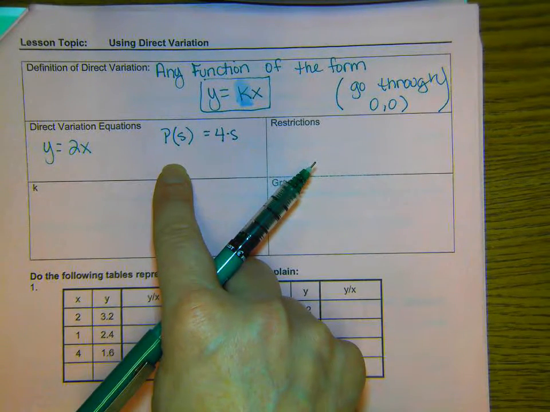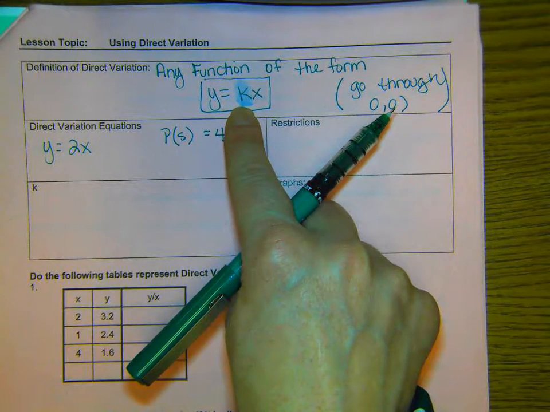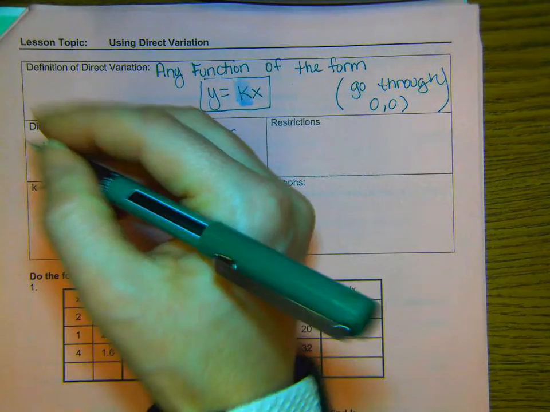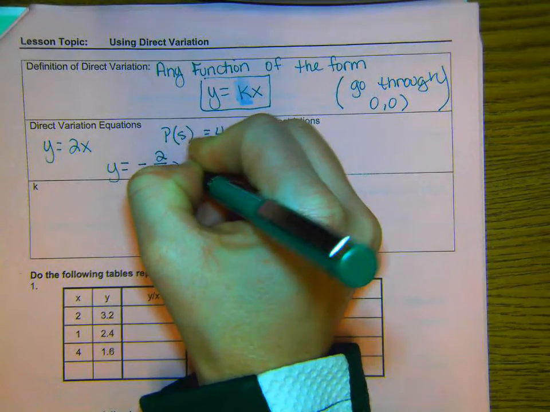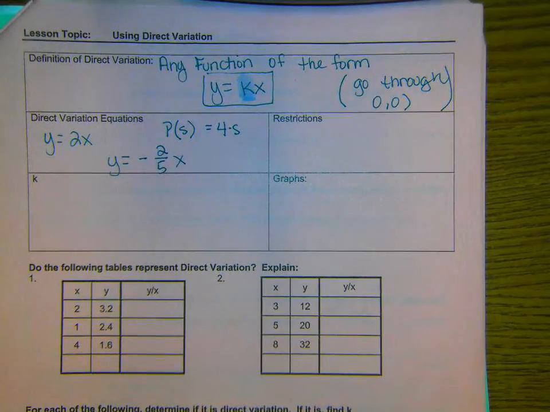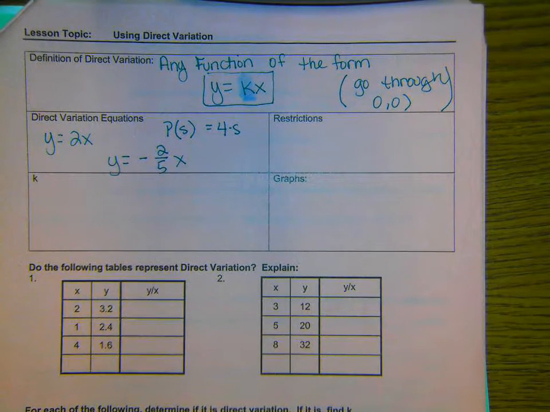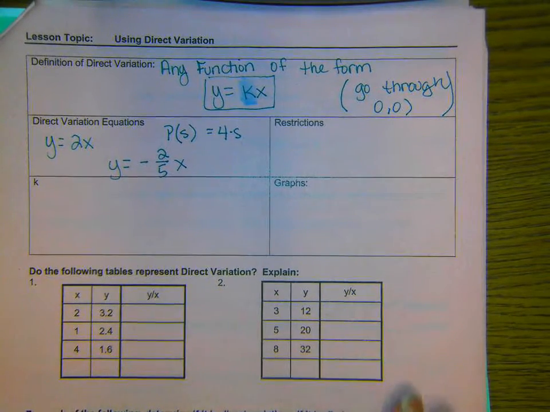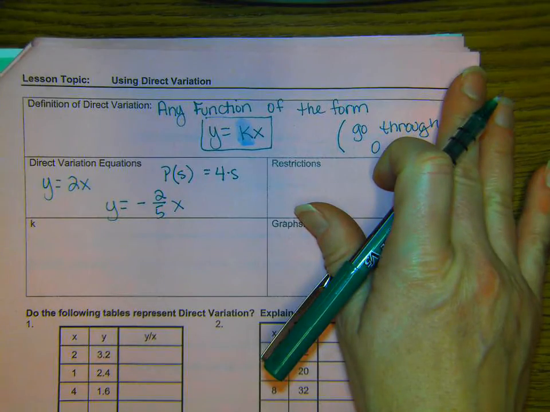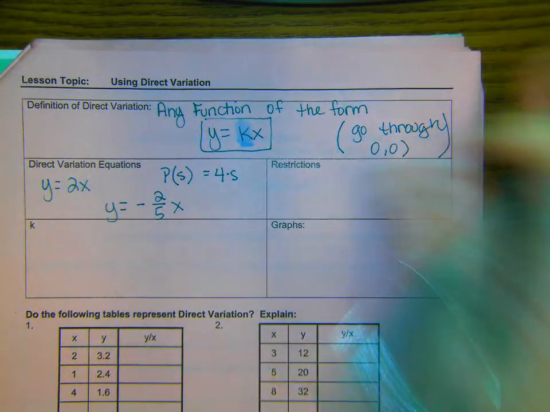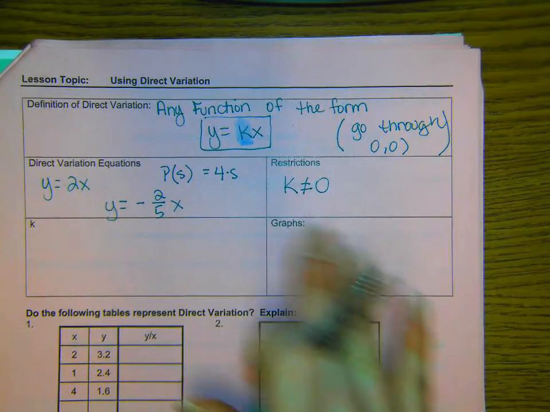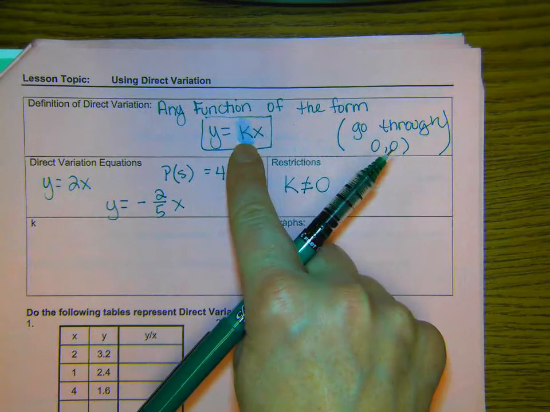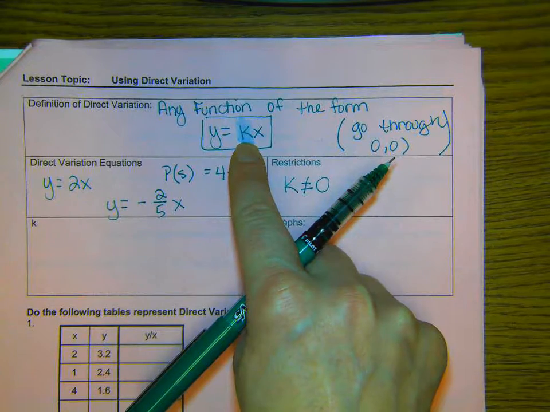Here's the other deal. Do I say here that k has to be positive? No. So it might look like this. Y equals negative 2/5 x. So the restrictions on this, there's one thing that k cannot be. K can be positive, k can be negative, but k cannot equal 0. Because if k would equal 0, what would happen to the x? It would be canceled out. Okay, so it just wouldn't make sense if k were 0.